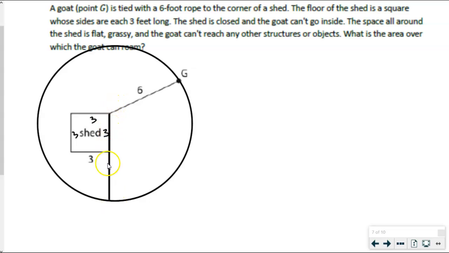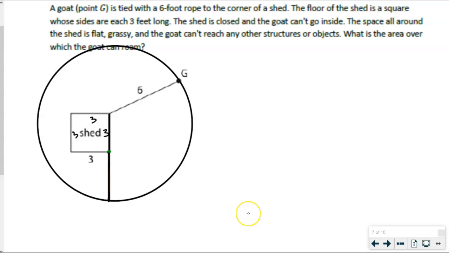He's used up 6 feet of his leash, 3 feet he's used up just to go up against the side of the shed, which means he only has 3 feet left. And this now acts as like the new pivot point. So think of it this way. Now the goat, let me get my new radius here. The goat now can only go in this vicinity with our new 3-foot radius, right?